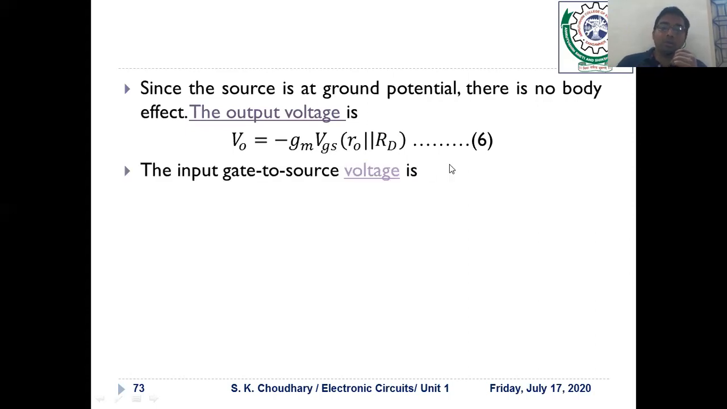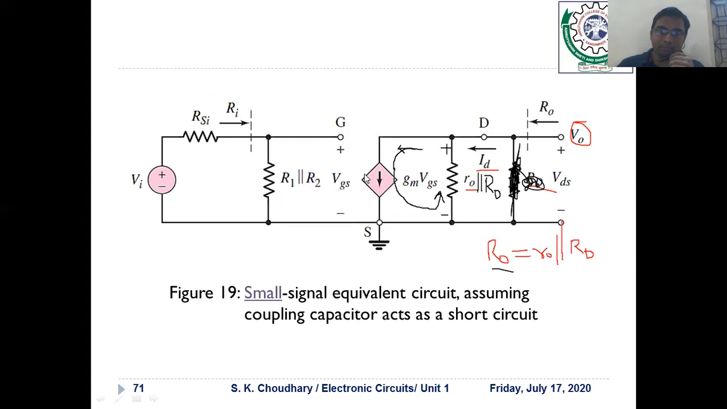Now, we also have to calculate the input gate to source voltage, that is the input voltage actually. Then and only then can we calculate the voltage gain. For this purpose, you have to write the equation of VGS, which depends upon the source voltage Vi, the input resistance of the amplifier, as well as the source resistance RSI. See how this happens from this circuit diagram.